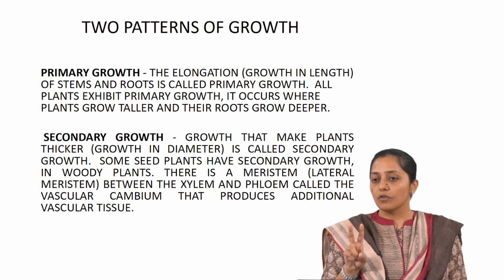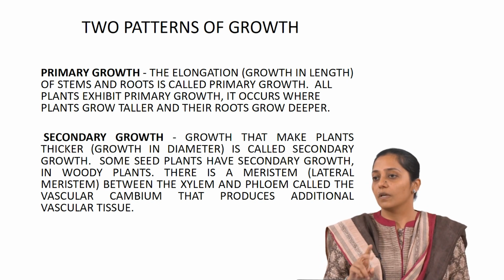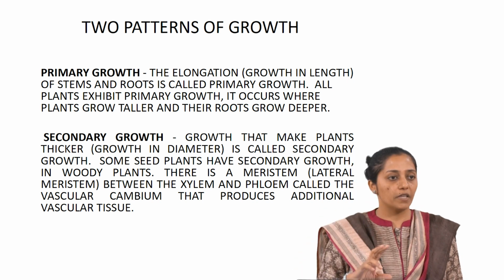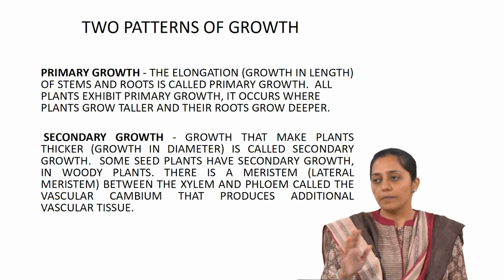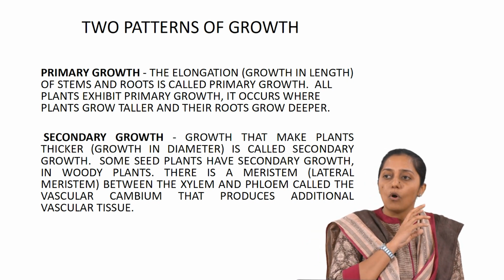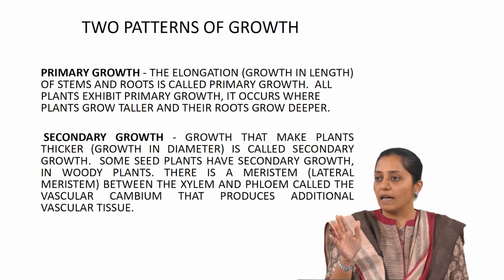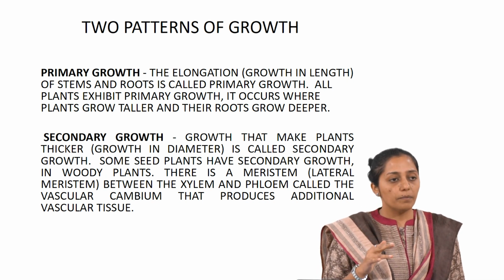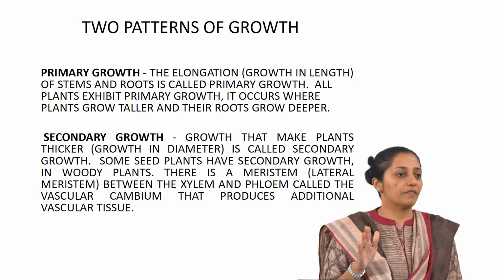There are two patterns of growth. One is primary growth and the second is secondary growth. Primary growth is where elongation, the lengthening of the aerial parts or the underground parts, is happening. That is by the meristematic tissue only. Not like animals or mammals, where once the growth has happened, we don't keep growing continuously. But in plants the growth can happen till the plant is alive.